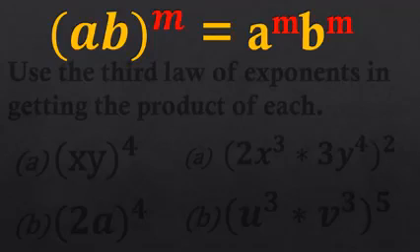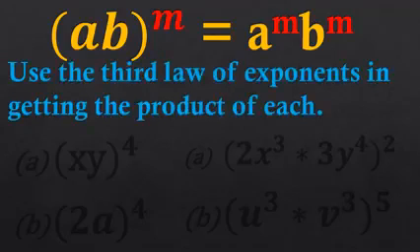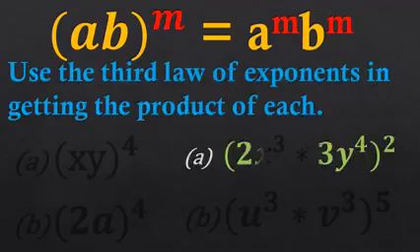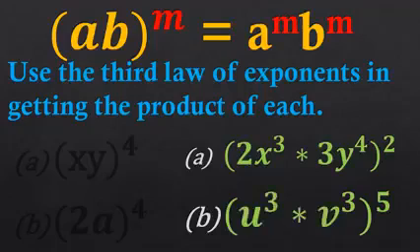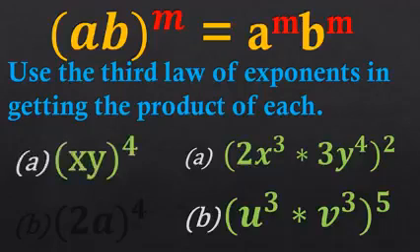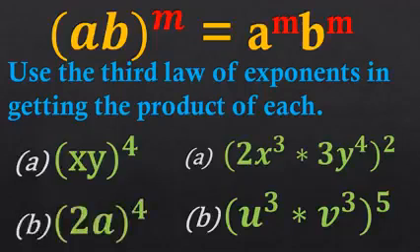Example. Use the third law of exponents in getting the product of each. We have letter A, the square of 2x cubed times 3y to the 4th power. B, 5th power of u cubed times v cubed. Another letter A, 4th power of xy. And letter B, we have the 4th power of 2a.